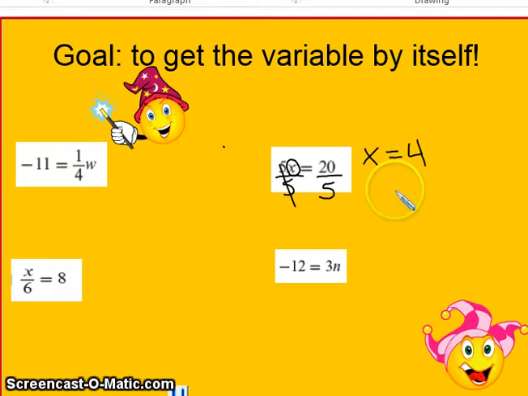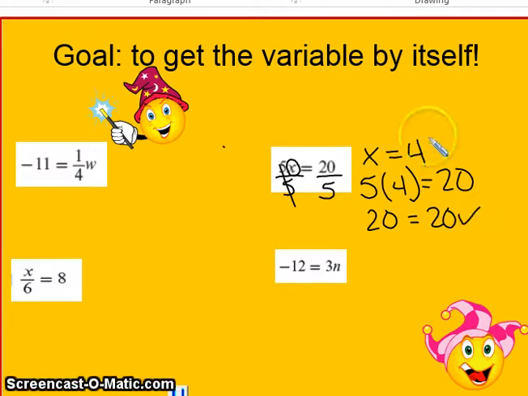I can check and make sure that the solution is correct by plugging 4 into the original equation for the variable. So 5 times x, which I've solved to be 4, equals 20. 5 times 4 is 20. So now our statement reads 20 equals 20, which is a true statement. So my solution is x equals 4.